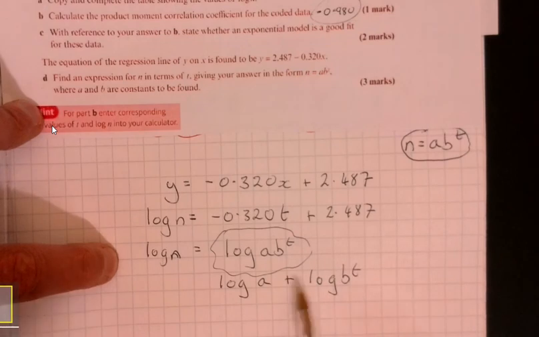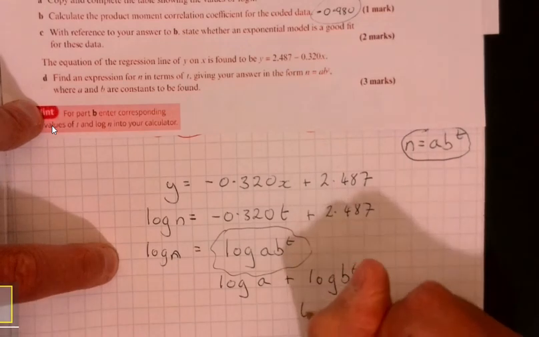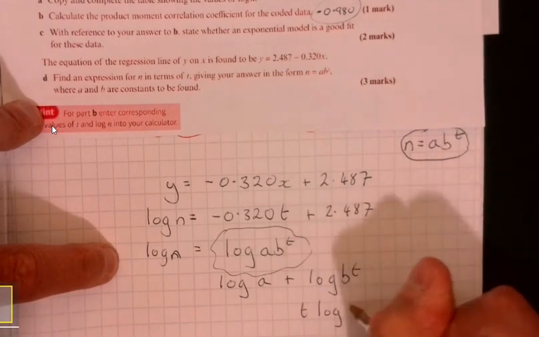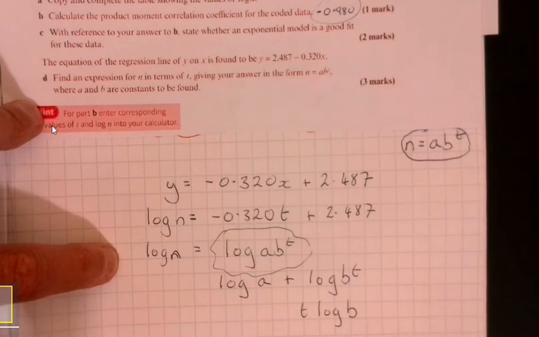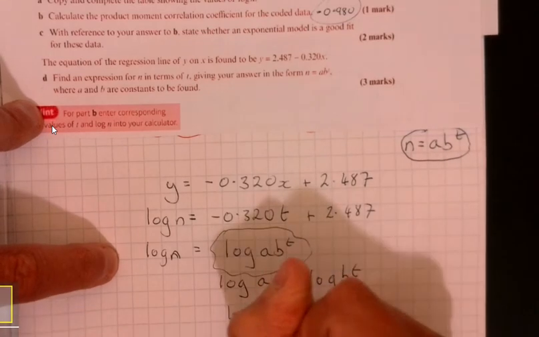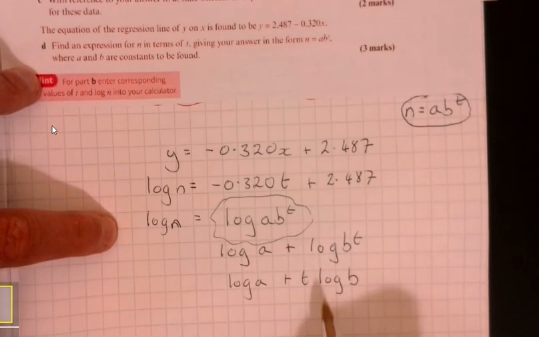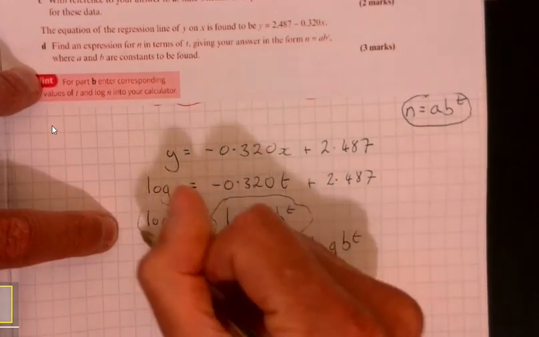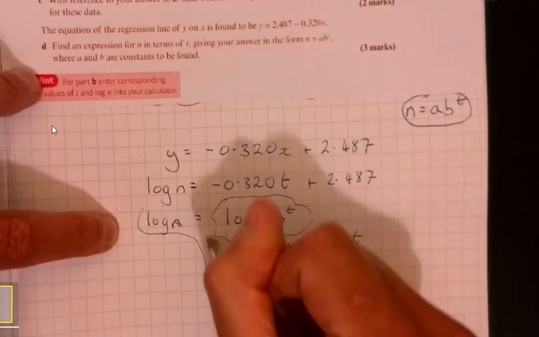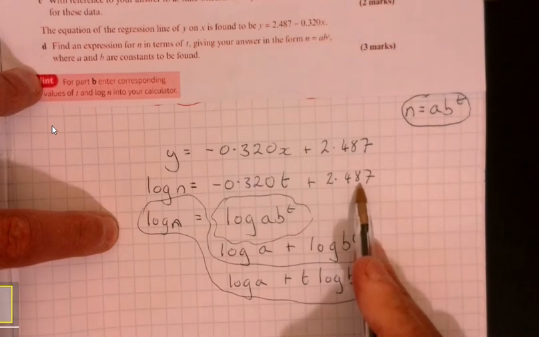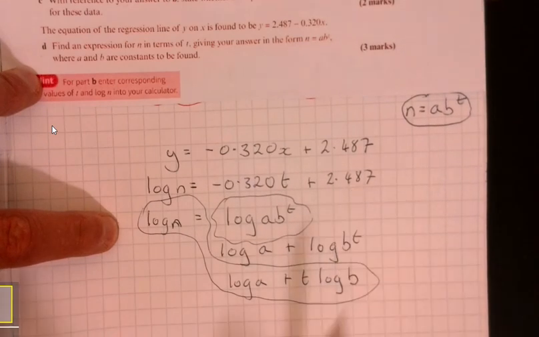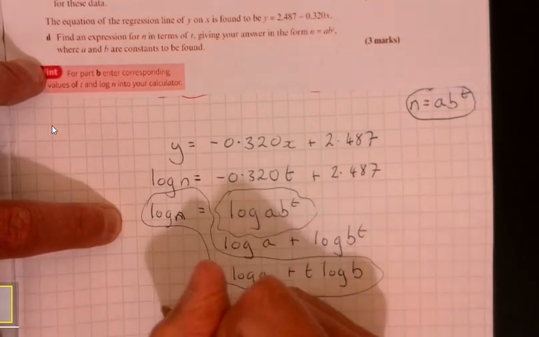That's a power, so the t comes outside. T log b plus log a. Now, what I'm going to do is rewrite this part here. I'm going to make it a bit like this up here. All right, so what have we got?